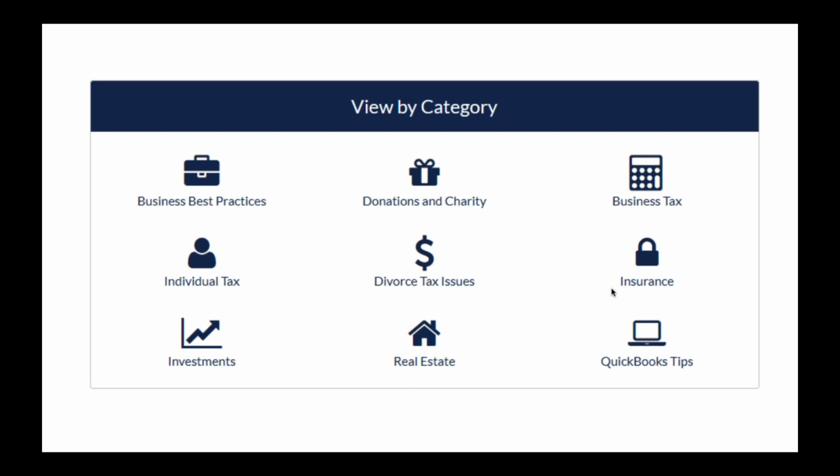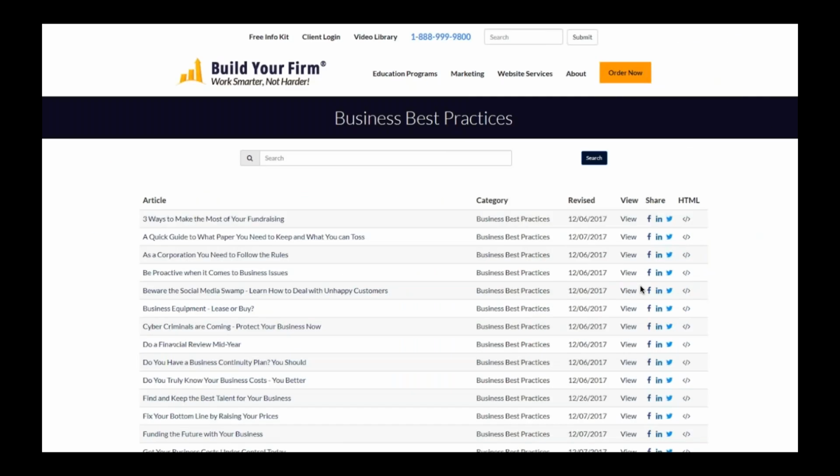So once you get into the content library, you're going to be presented with a list of categories. All of your articles are organized into these different categories. And once you choose a category, you're going to see a list of all of the articles that live inside of here. So, the business best practices, we've got, I think, almost 100 just in this category alone. You'll see all of the articles. You can use the search bar if you're searching for something specific.